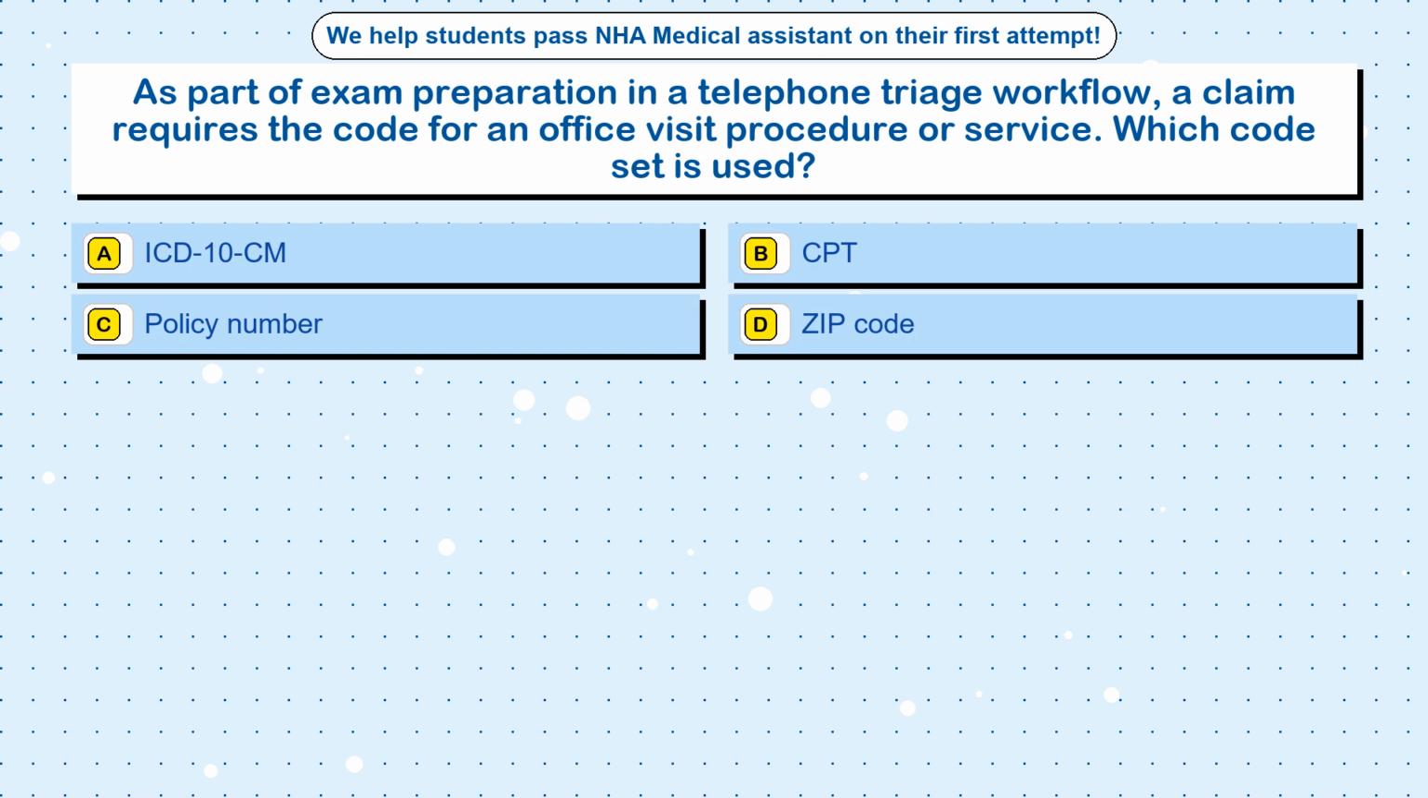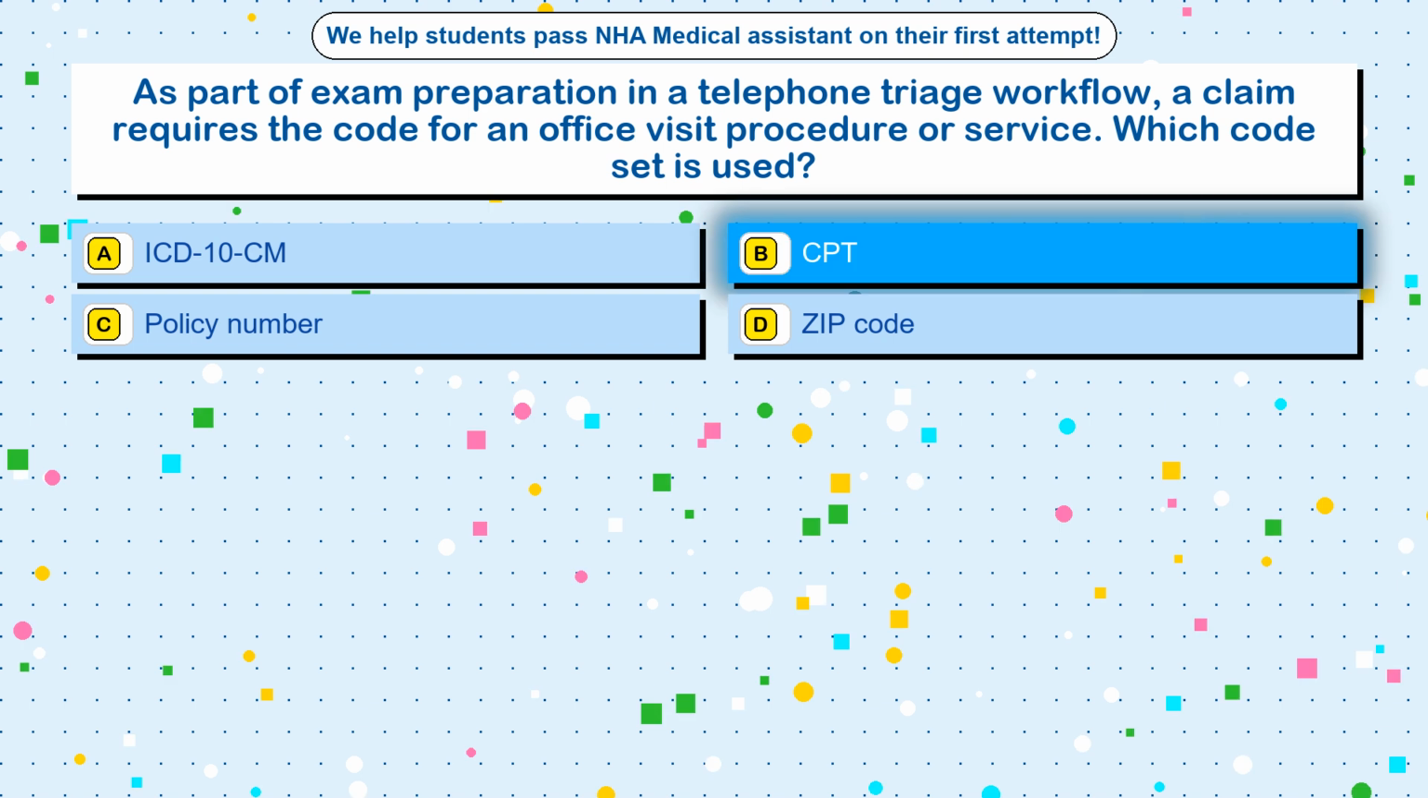Question 51. As part of exam preparation in a telephone triage workflow, a claim requires the code for an office visit procedure or service. Which code set is used? Option A. ICD-10-CM. Option B. CPT. Option C. Policy number. Option D. Zip code. The correct answer is option B.